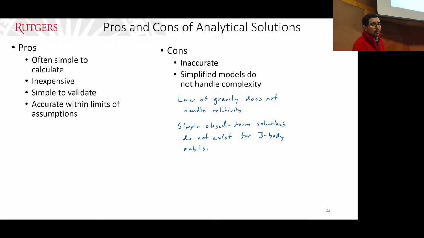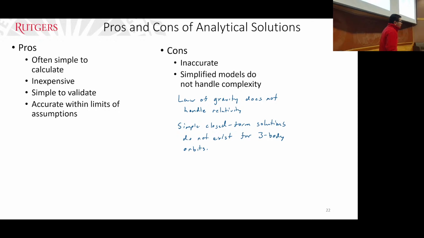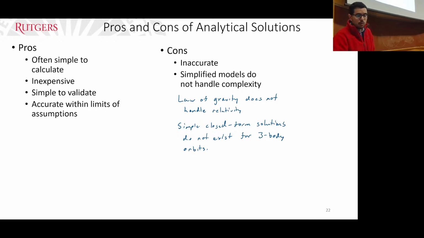And there's also this thing that there's not an analytical solution for 3-body orbits. All right, so you have 2-body orbits, fine, you can describe that, but the interactions between, say, 3 bodies that are trying to orbit around each other, there's not a simple analytical solution to that.